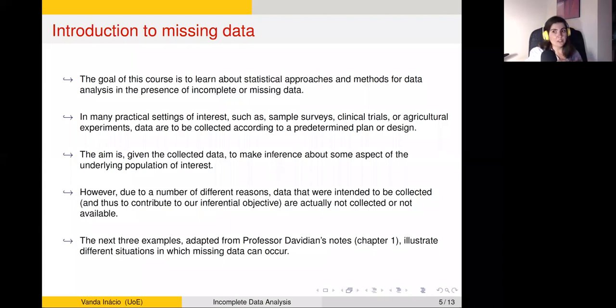And of course, this has the potential to impact our inferences. And the next 3 examples illustrate different situations in which missing data can occur, and they are adapted from Professor Marie Davidian's notes.